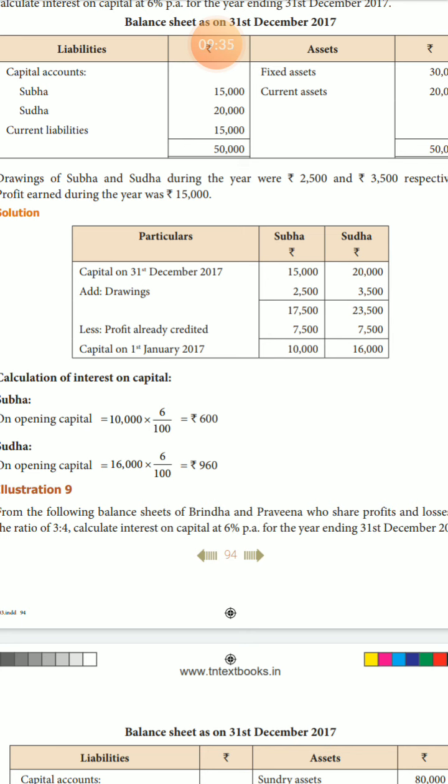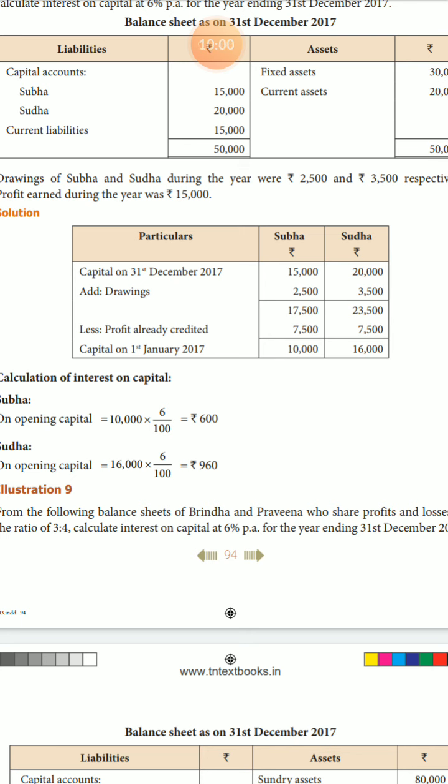On July 2017, Brinda introduced additional capital of 6,000. On 1st October 2017, Praveen introduced 10,000. Drawings of Brinda and Praveen during the year were 5,000 and 7,000 respectively. Profit earned during the year was 31,000.